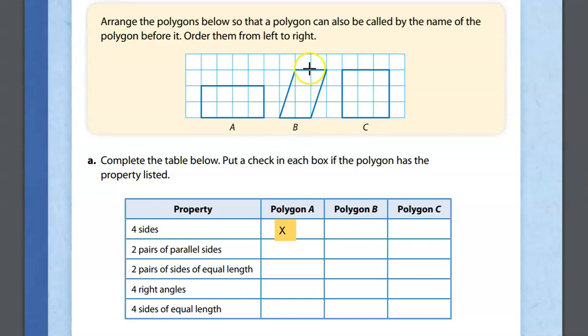Polygon B. It has 1, 2, 3, 4 sides. It also fits the criteria. So we can put an X in that box. And polygon C has 1, 2, 3, 4 sides. Polygon C also fits that criteria.